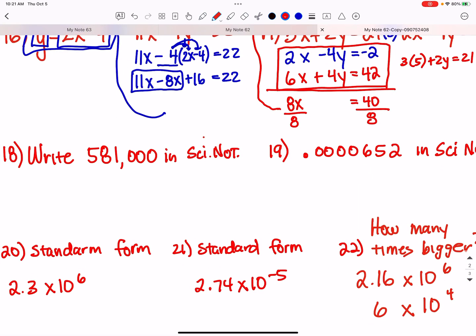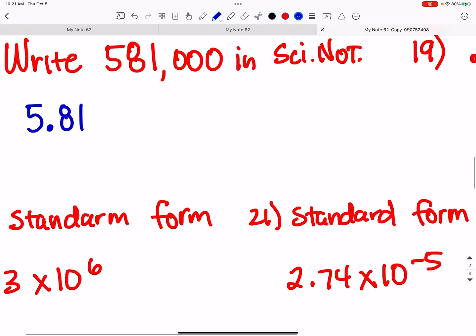All right, 581,000 in scientific notation. Remember, the first number has to be between 1 and 10. So 5.81. If you just put the decimal after the first number and leave out the zeros, you're good. That's how you turn it into a number between 1 and 10. And then if it was 5.81, how many times do I have to move it over? I have to move it over 1, 2, 3, 4, 5 times. In our number system, multiplying by 10 moves the decimal over once. So let's multiply by 10 5 times: 10 to the 5th power.